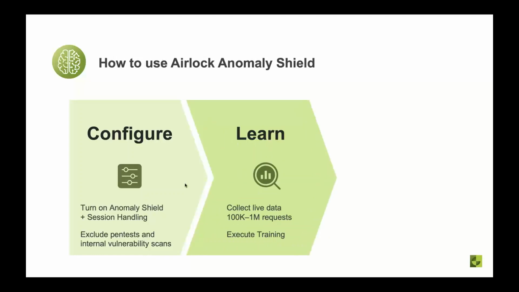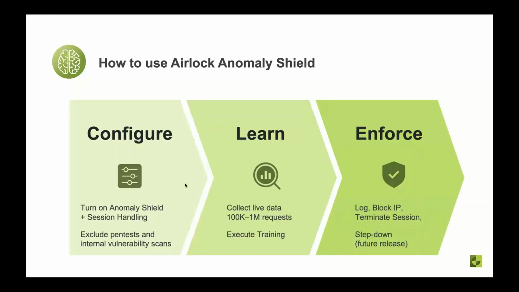And then you're having a learning phase. You have to collect some live data. We usually say you need around 100,000 requests for the learned model to be meaningful, but that can be across all sessions, of course. You don't need one session with that many requests. And then you execute the training. And then you're ready to actually enforce the Anomaly Shield.